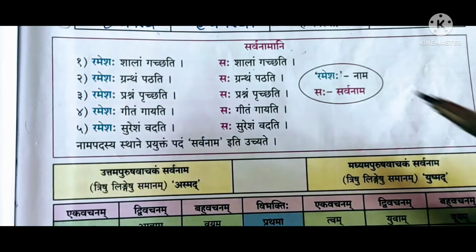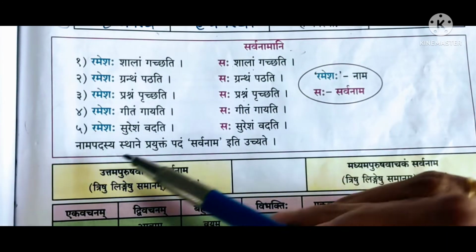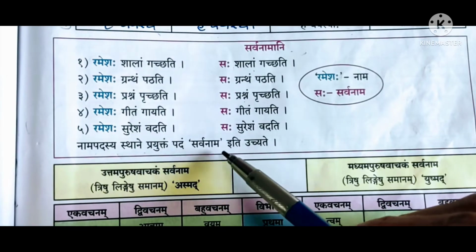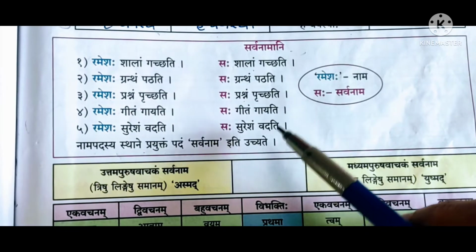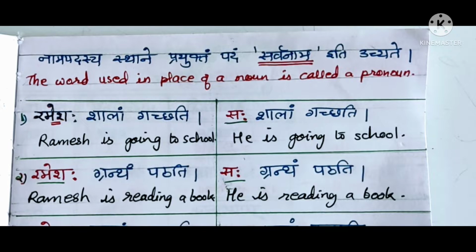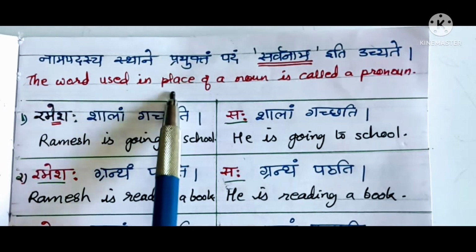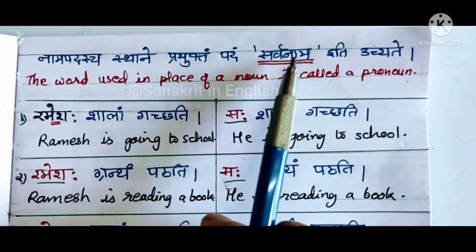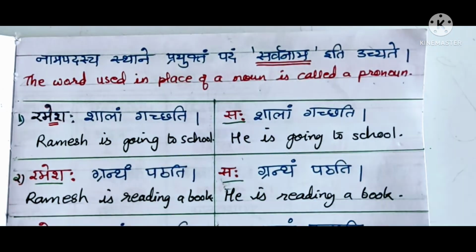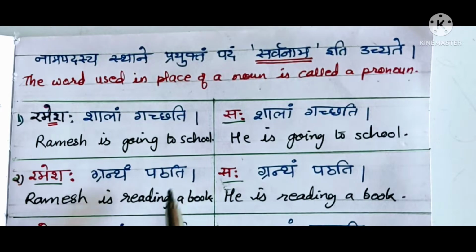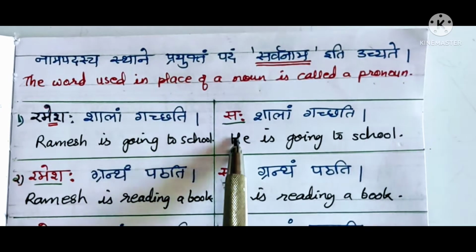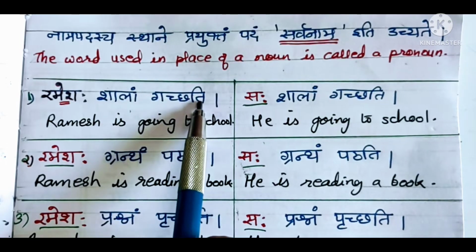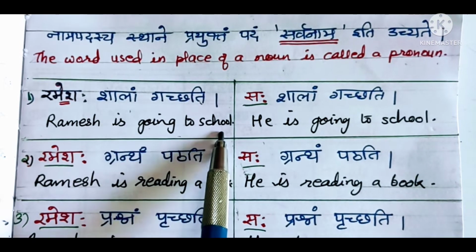So what is Sarvanama? Sarvanama means nama padasya sthane prayuktam padam sarvanama iti uchyate. That means the word used in place of a noun is called a pronoun. Sarvanam means pronoun. Let's see some sentences to understand how pronoun is used. Rameshah shalam gacchati. Ramesh is going to school.